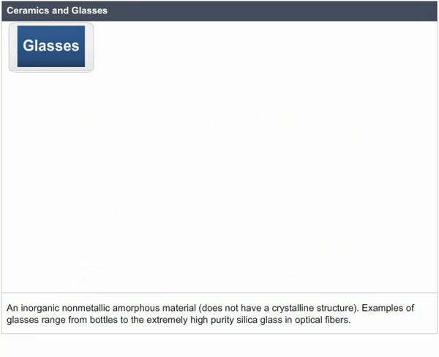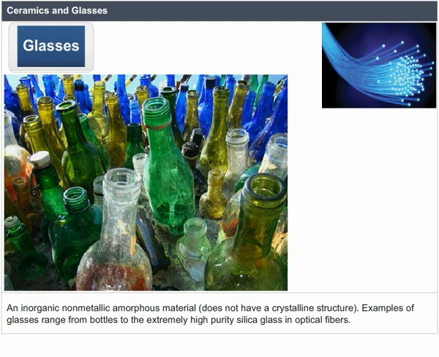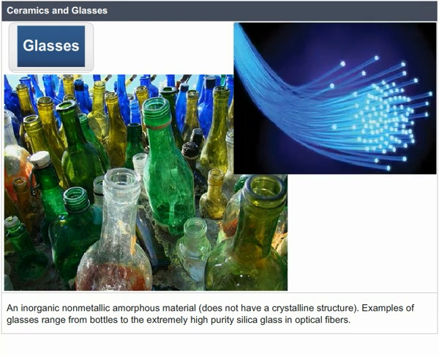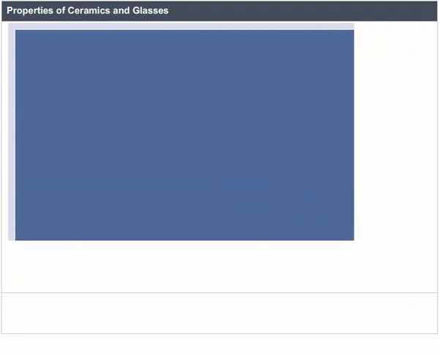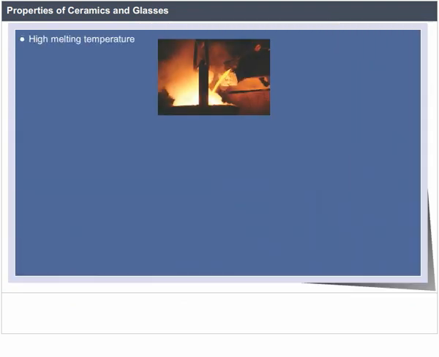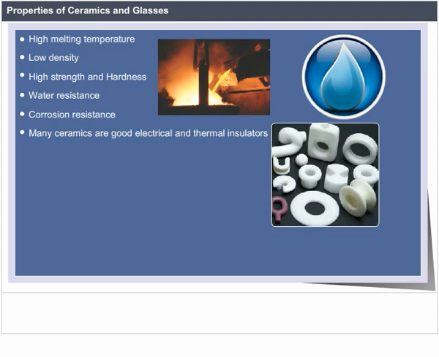Glass is an inorganic non-metallic amorphous material that does not have a crystalline structure. Examples of glasses range from bottles to the extremely high purity silica glass in optical fibers. Properties of ceramics and glasses: high melting temperature, low density, high strength and hardness, water resistance, corrosion resistance. Many ceramics are good electrical and thermal insulators.